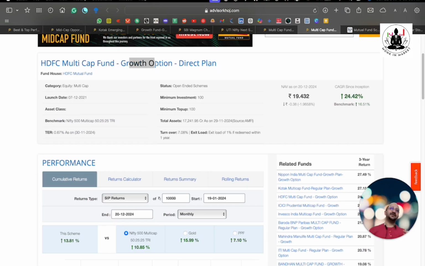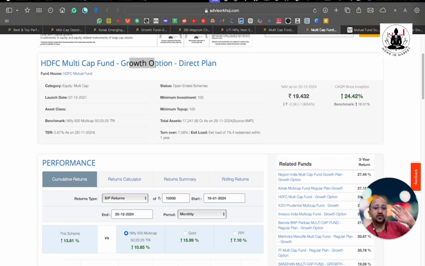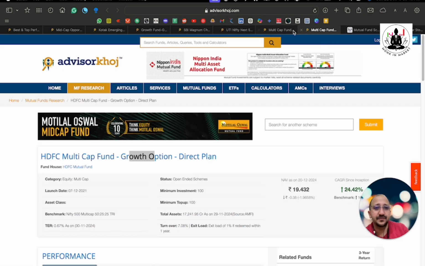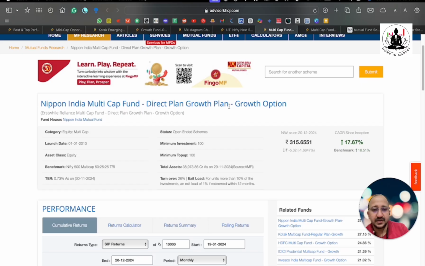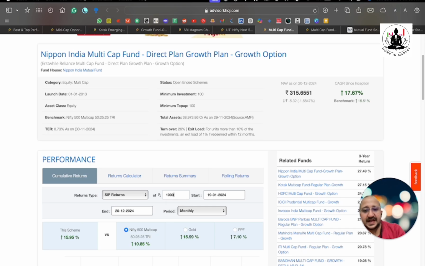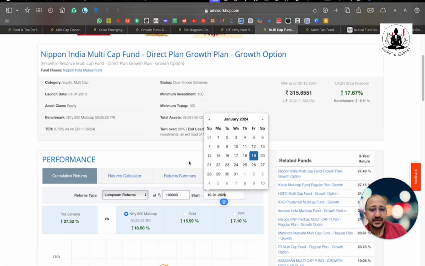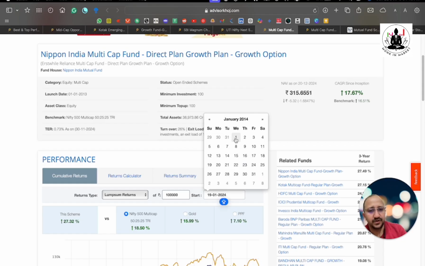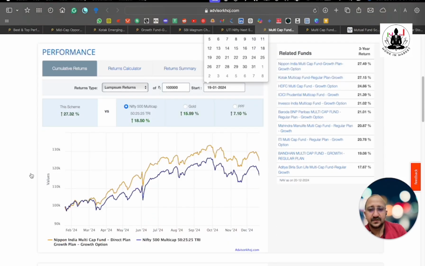Growth means they are investing in the companies which are expected to grow, expected to make more profits. So if, for example, the life of this fund is 2021, okay, Nippon India Growth Plan, 2013. This could be good. So if I invest 1 lakh rupees, that too in lump sum, and the time should be 2015, we could say. January 2014 is fine. Now let's see what will be my returns.